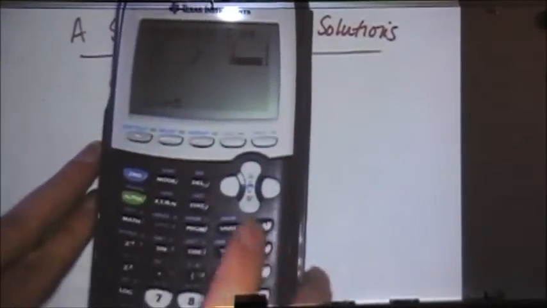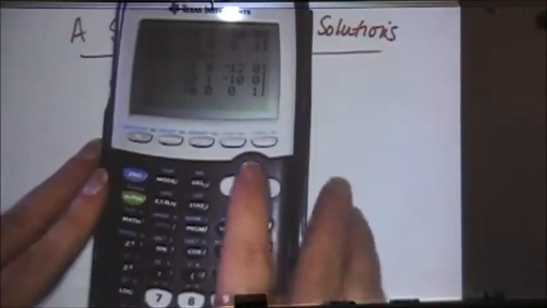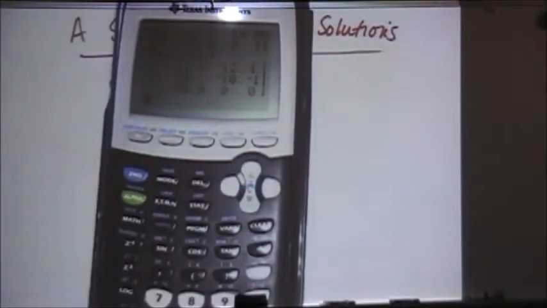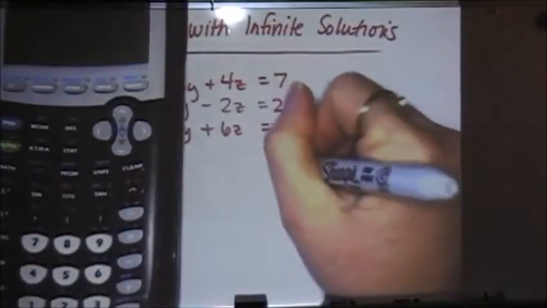Okay, so now I'm going to second quit. I can arrow up to that RREF and hit it again. There we go. All right, now if you will notice, my bottom row is completely zeros. That means that this has infinite solutions.